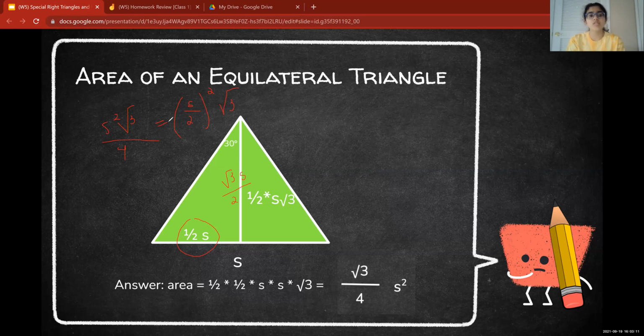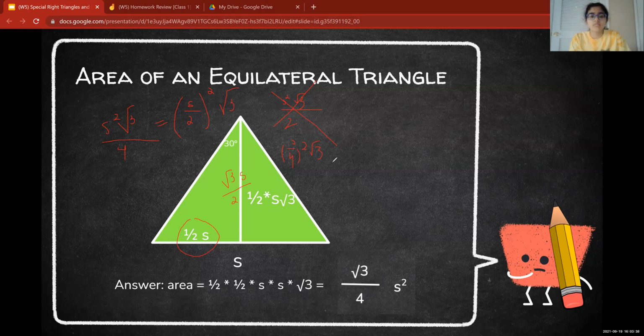And make sure you don't do s over 2 or s squared radical 3 over 2, because that is not correct, right? This is incorrect. And then you shouldn't do s over 4 squared radical 3, right? Because that is also incorrect. You're not going to get the same answer as this.